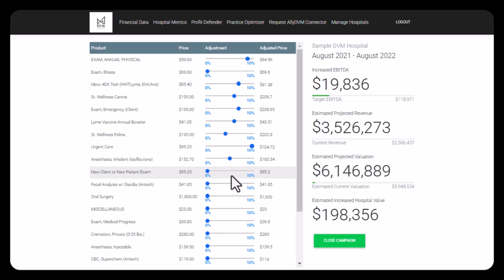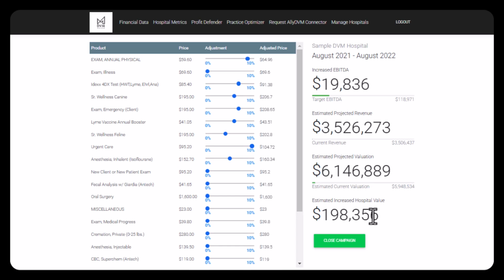This does assume that you're doing the same amount of volume that you did before, that the price increase isn't going to affect volume, and we'll talk about that in a second because that's what the validator will help you look at. Here, it's going to give you the estimated projected revenue of your hospital, based on those different prices. It's going to show you what your valuation is going to be. So you'll see here's my EBITDA, here's my projected revenue, here's my projected valuation, and then here's your increased hospital value.